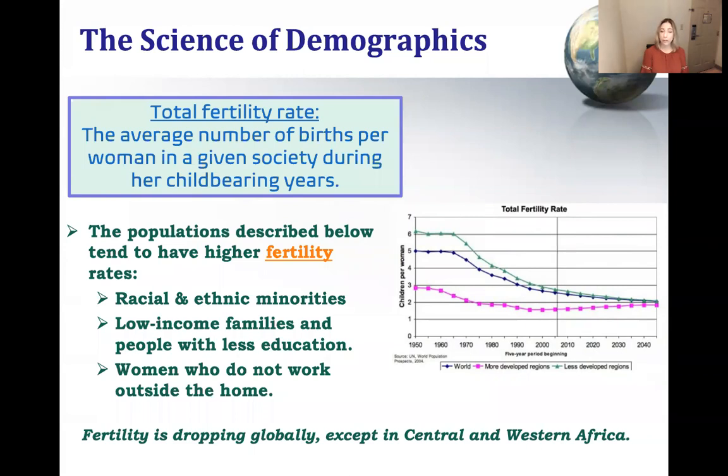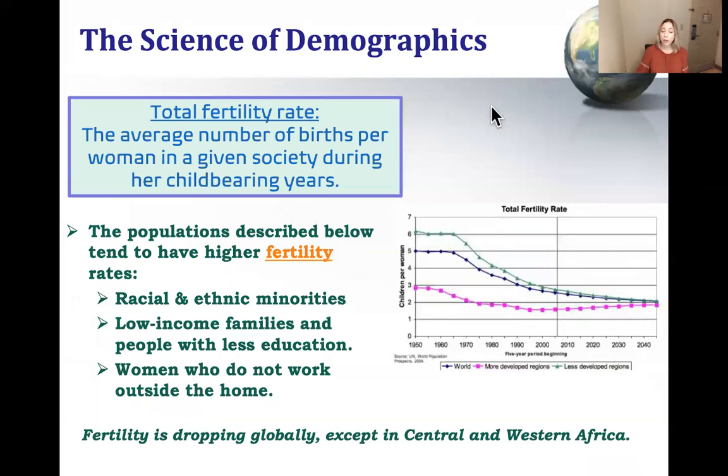So one of your learning objectives, like I stated, was to define population, carrying capacity, but also total fertility rate. So total fertility rate, if you look at it for a country or a given area, is the average number of children born per woman in a given society throughout her childbearing years. So basically, what that means is you take a country and you look at the average number of children that women are having, and that is your total fertility rate.